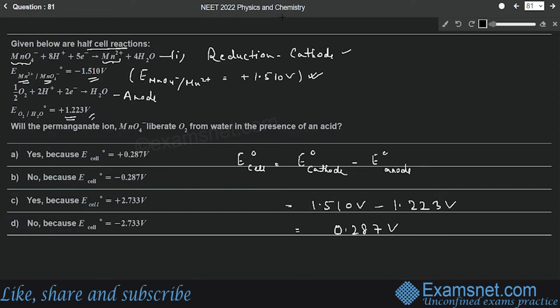Now is this reaction possible? Yes, because E naught cell is positive. So we can say that E naught cell is positive or greater than 0. Therefore, the reaction is spontaneous. That means the reaction is possible. Okay. So the answer will be yes, it is possible, and E naught cell is plus 0.287 volt. Right.